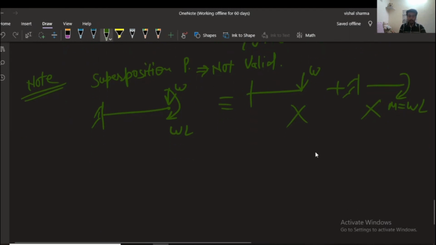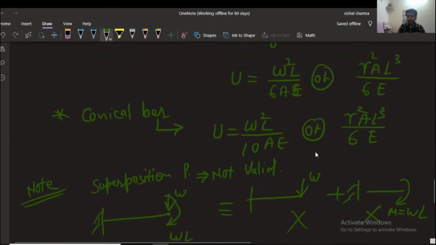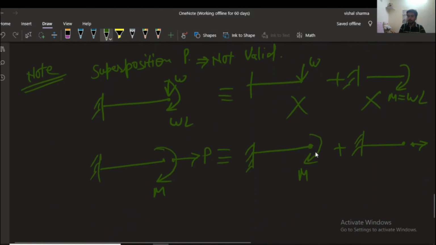Because as we can see, this W gives the moment, and this is also giving a moment, so this is the case when the beam is acted on by two or more loads of the same type. But if there is an axial load P acting at the free end and there is a moment M, then we can apply the superposition principle, because these loads are of different types. So first we will find the strain energy due to the moment, then add the strain energy due to the axial load. So this method is valid. Add these two, which will give the total strain energy of the beam.